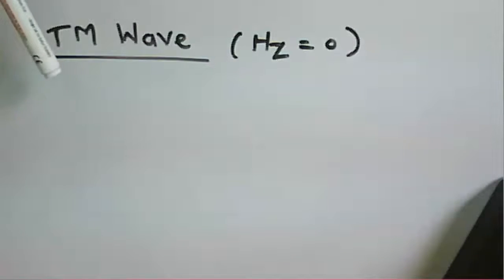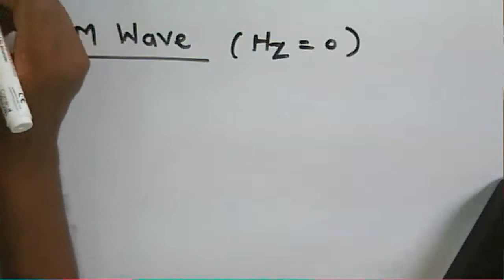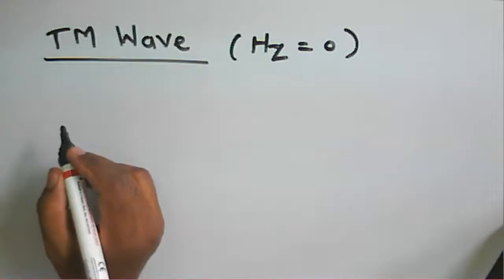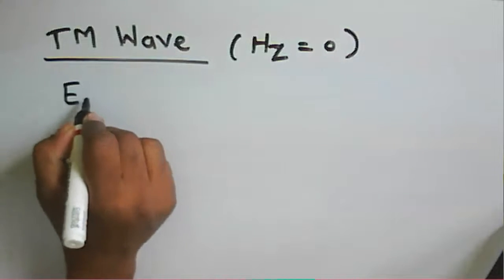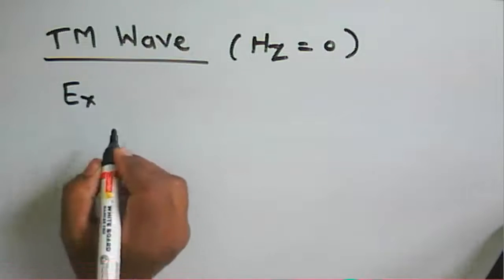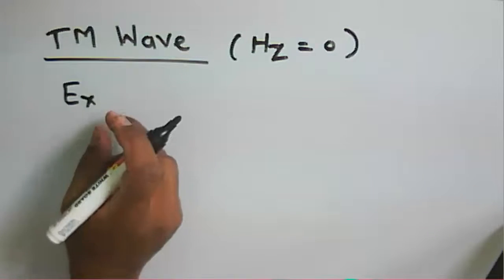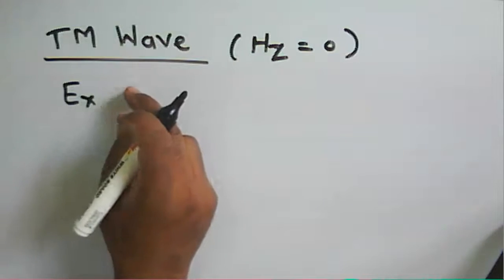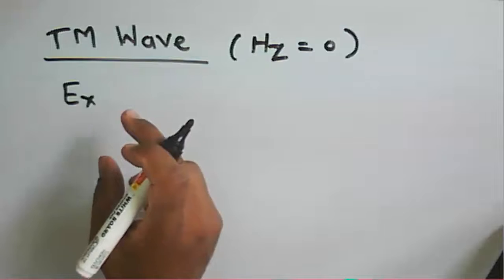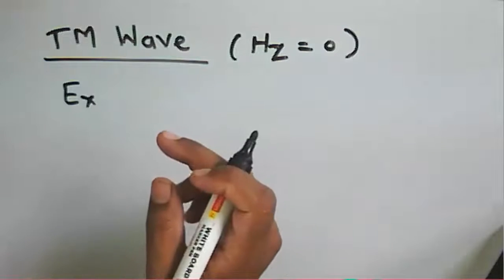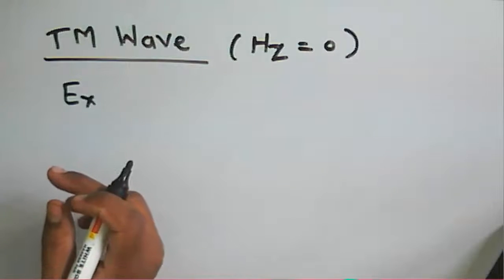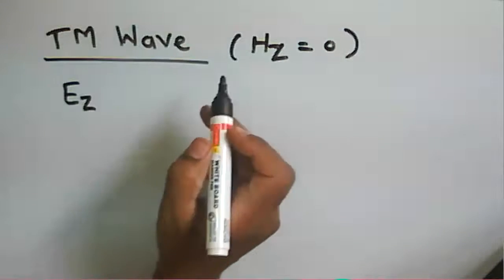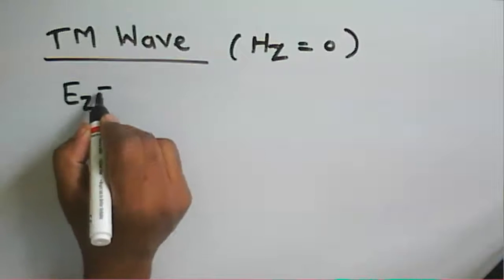Next, to obtain the TM wave solution, we need to consider the equations. Earlier we have derived the equations for the TE wave. I'll just write those equations directly here. We need to find the equations for Ex, Ey, then Hx, Hy, and then the equation for Ez. Because Ez is present, we'll write the Ez first.